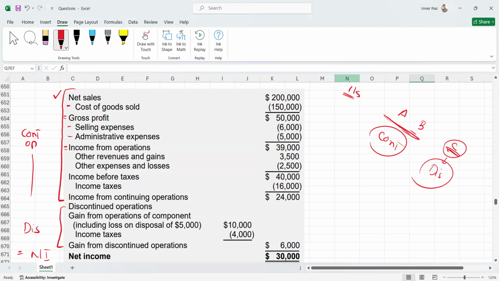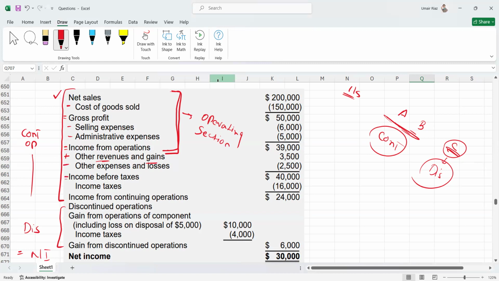So this is called income from operations. Please guys remember, from net sales till income from operations, this is also called the operating section of the income statement. Operating section means here we record revenues and expenses which belong to our normal trading or normal operations. Then after that, we add other revenues and gains. This is actually non-operating, and then we deduct other expenses and losses.